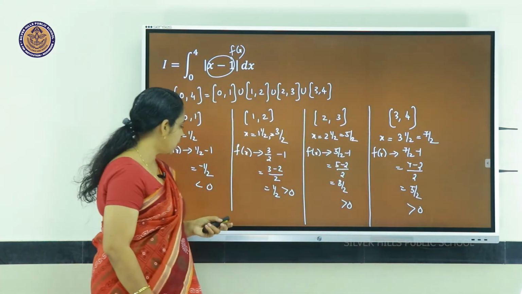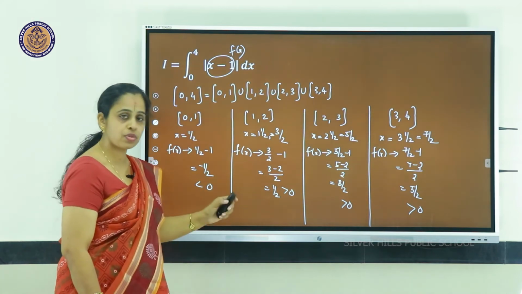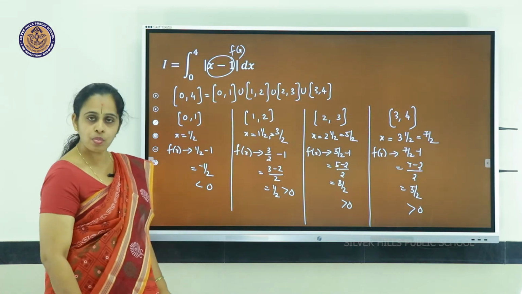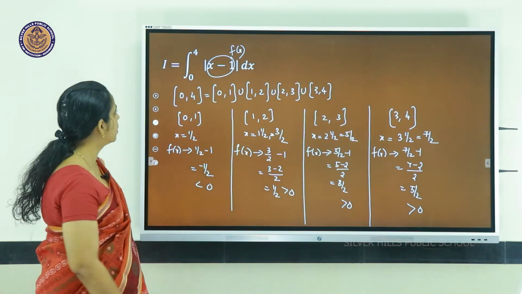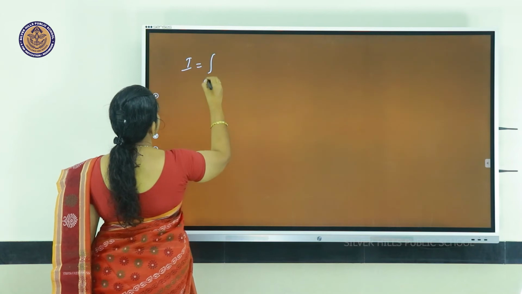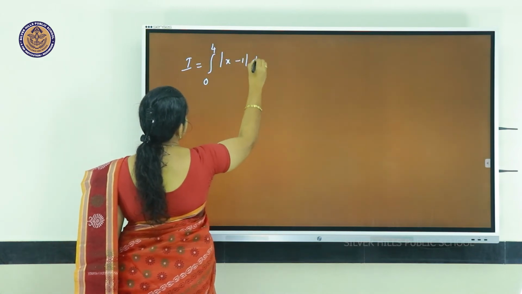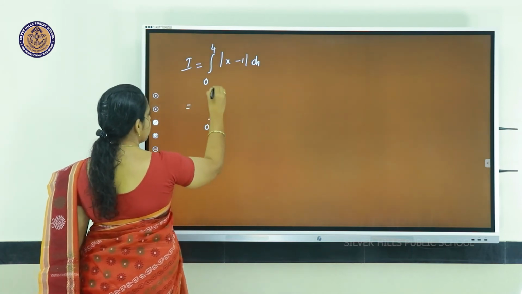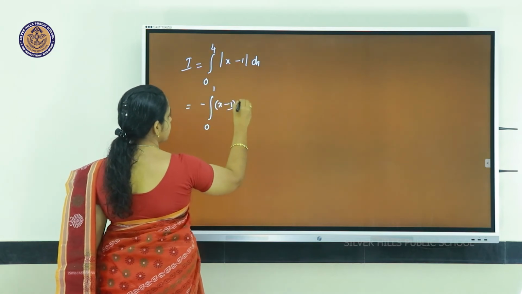So, you got in the first interval it is negative, second interval positive, third interval positive and fourth interval also positive. So, let us change the integrand and write I equal to integral 0 to 4 of modulus x minus 1 dx, which will be equal to integral 0 to 1 of minus (x minus 1) dx.